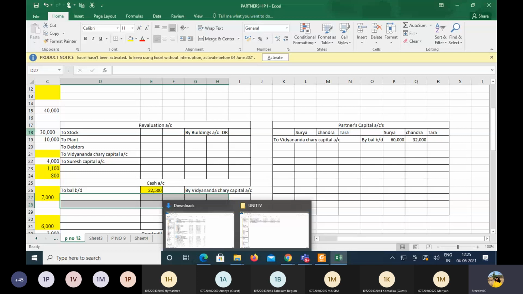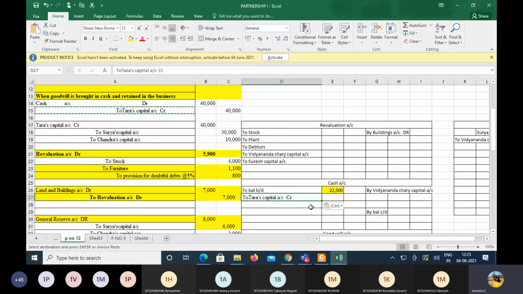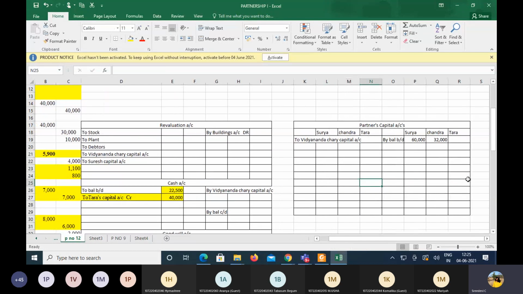So coming to the first journal entry, the first journal entry here is cash to Tara's capital. So in the cash account, we are going to write it as to Tara's capital, right? Cash to Tara's capital, and the amount of the capital here is 40,000. And the same thing will be posted to Tara's capital as by cash.